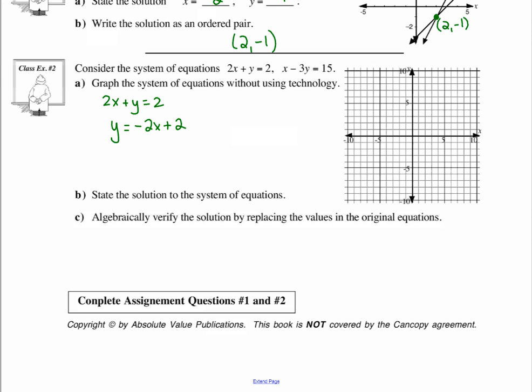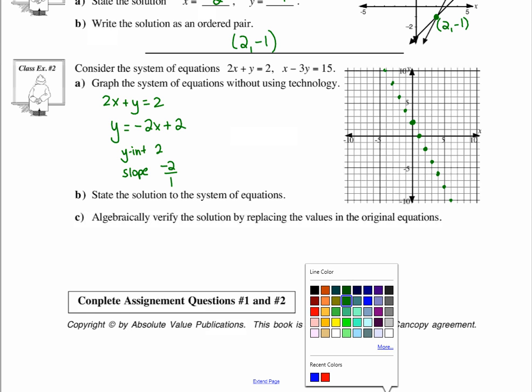Y-intercept, 2. So y-intercept is 2. Slope is -2 over 1, meaning we're moving down 2 and right 1. We want to fall to the right. So keep following that pattern, down 2, right 1, and draw that line.